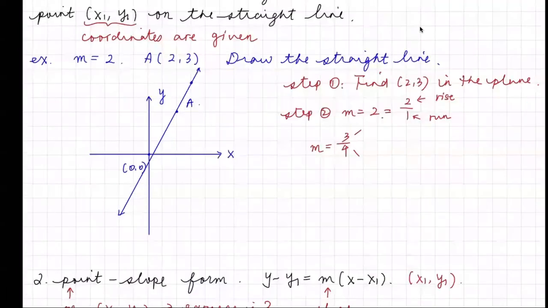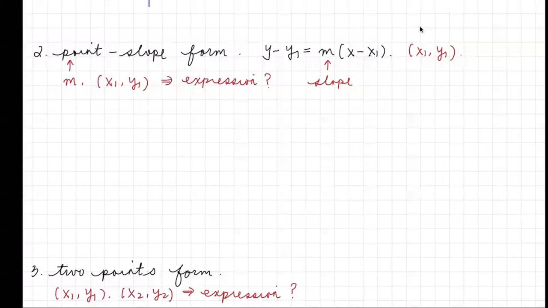Second thing, apparently this is something that a lot of people feel confused about: point slope form. Point slope form, what does this tell us? What is this form?